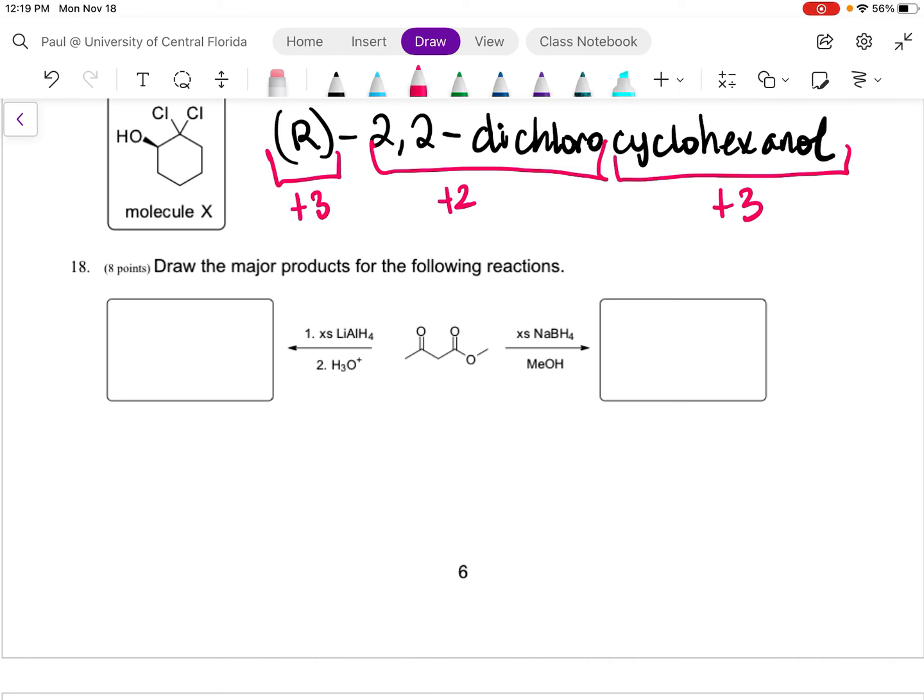Draw the major products of this following reaction. We are assessing, do you understand how lithium aluminum hydride reacts with ketones versus esters? Lithium aluminum hydride reduces that to the alcohol and that to the alcohol, all the way to alcohols. And so we would have a primary alcohol and a secondary alcohol.